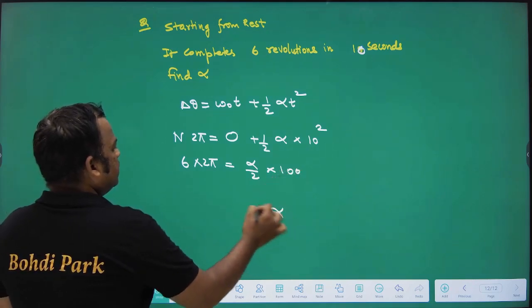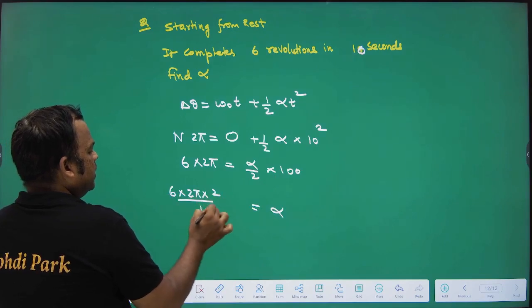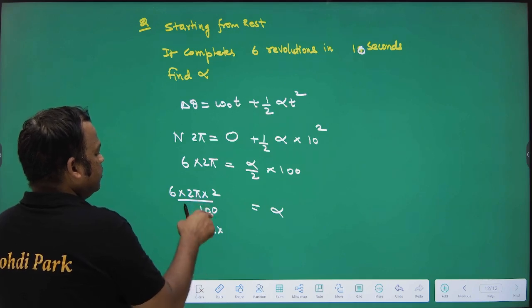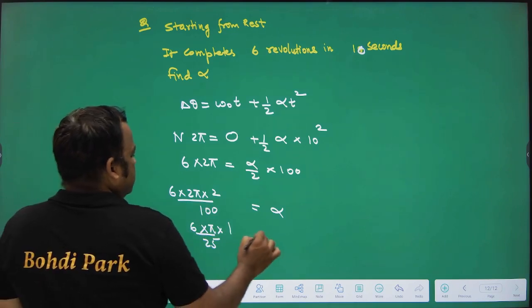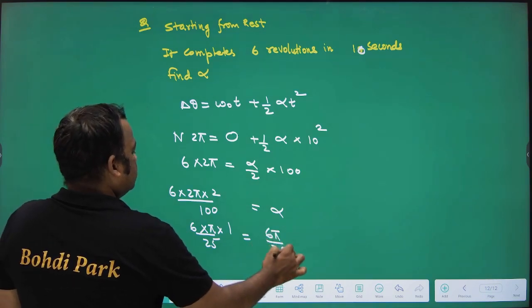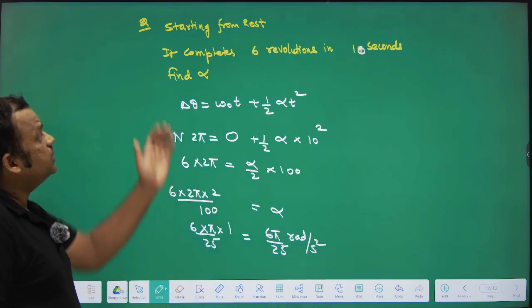So we have alpha is equal to 6 into 2 pi into 2 by 100. So this is 6 into pi into 4 by 100. So 4 by 100 is 1 by 25. So this is our answer: 6 pi by 25, and the unit will be radian per second square. This is alpha.